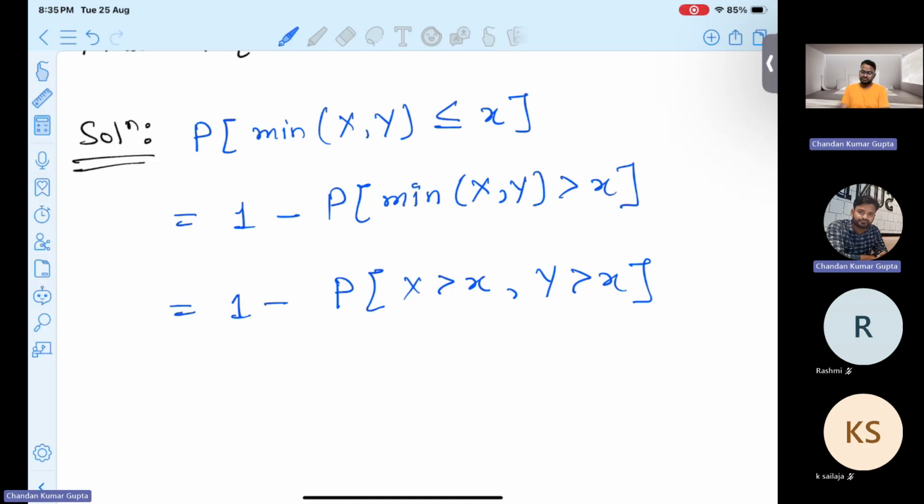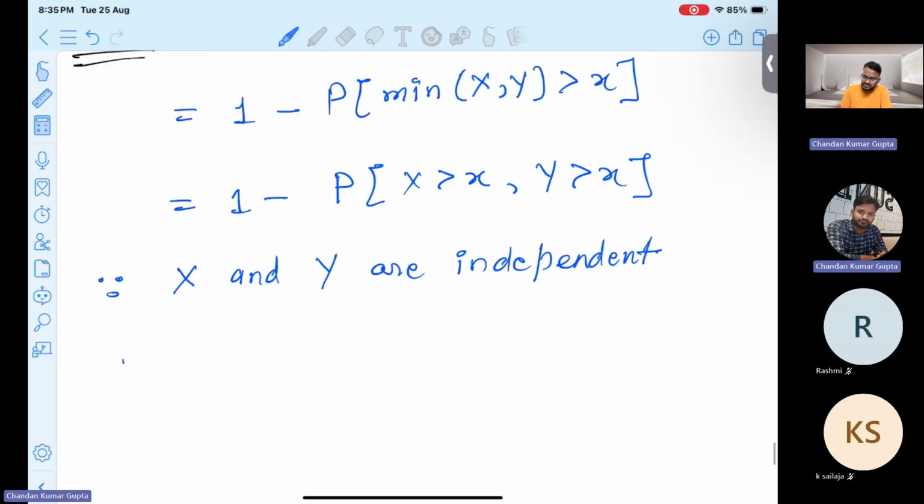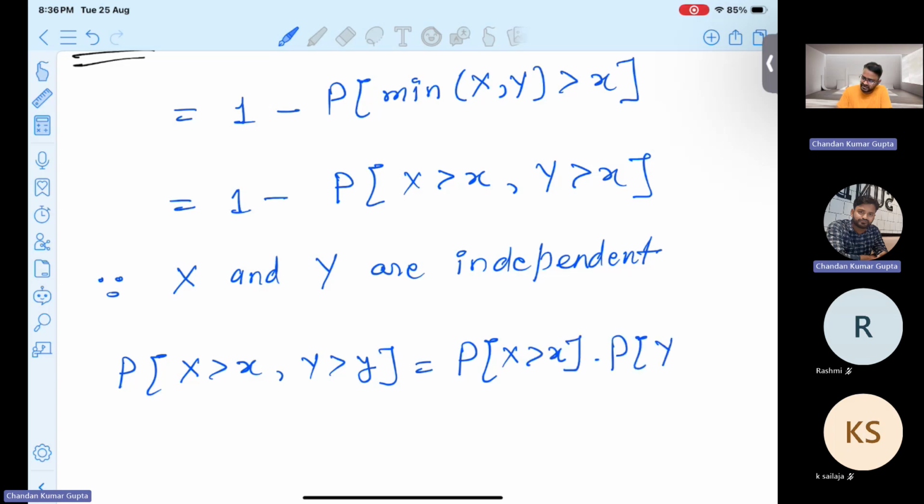Now, since X and Y are independent, it is given in the question that X and Y are independent. That means we can write this: the probability that X is greater than x, Y is greater than x, as the probability that X is greater than x times the probability that Y is greater than x. Because this is the necessary and sufficient condition for two random variables to be independent.